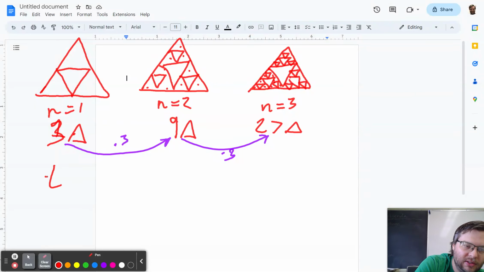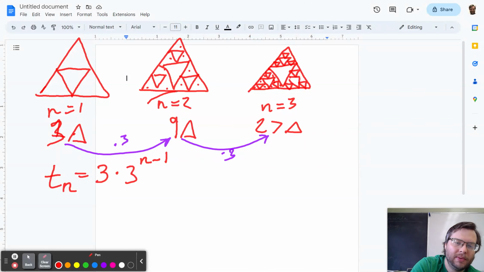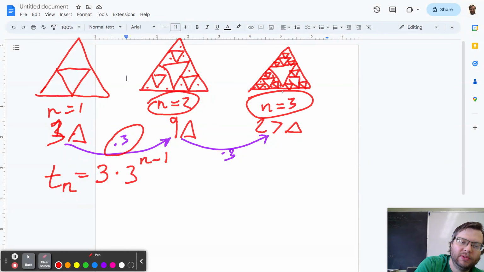Let's say that the number of triangles at step n starts with 3 and it multiplies by 3 over and over again. And the n minus 1 is because when we get to n equals 2, we've only done one multiplication. That's 2 minus 1 copies of 3. When n is 3, we've done 2 multiplications. So that's to the second power.